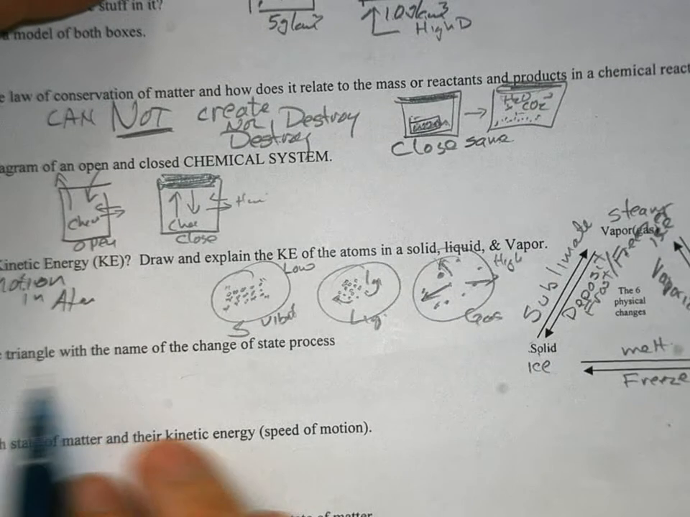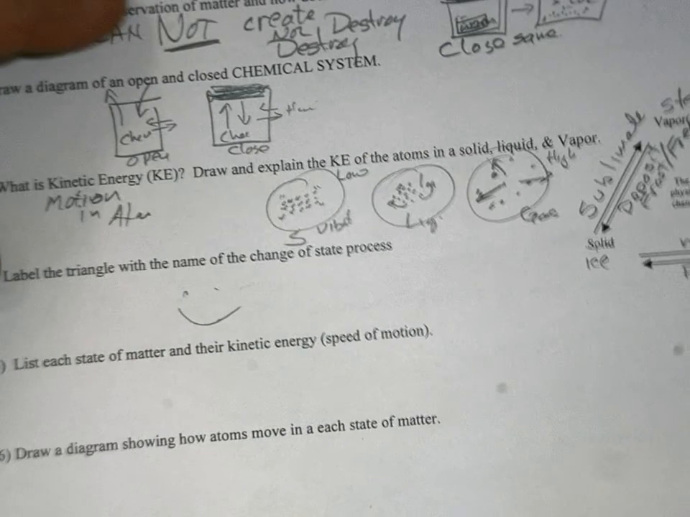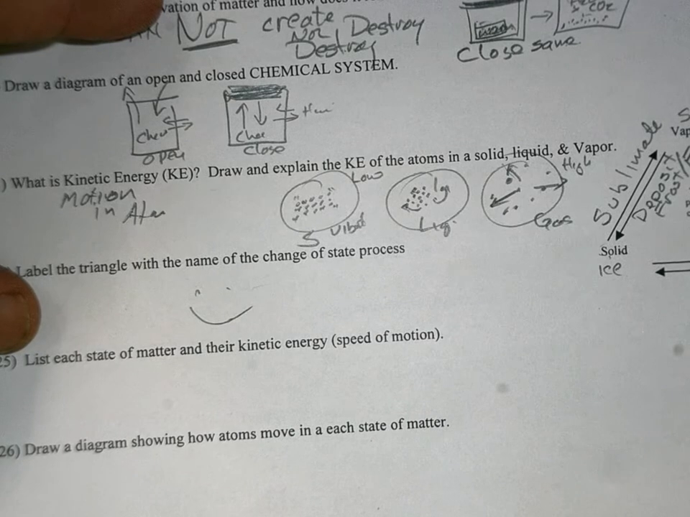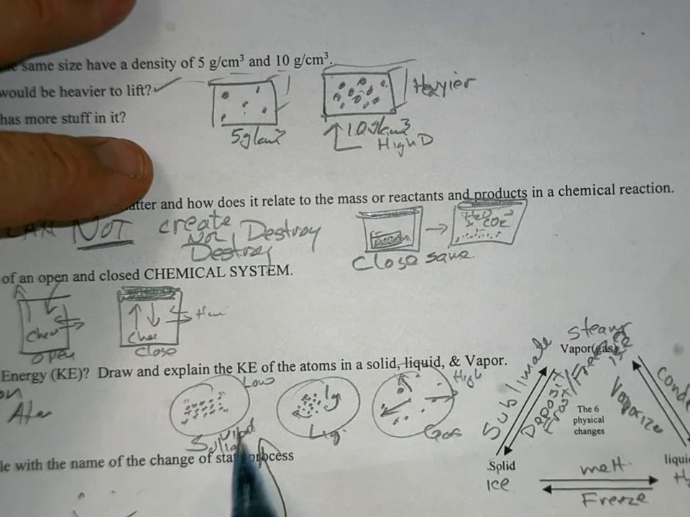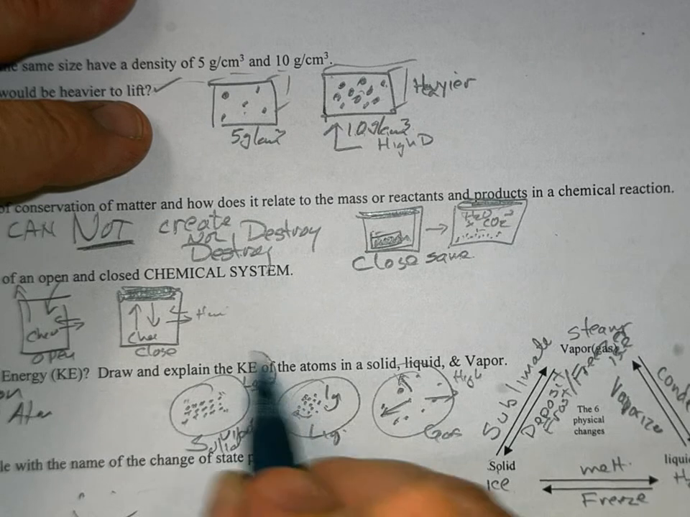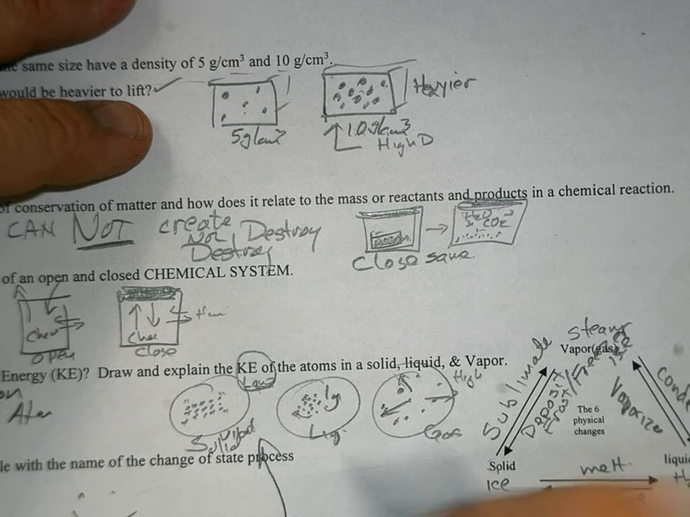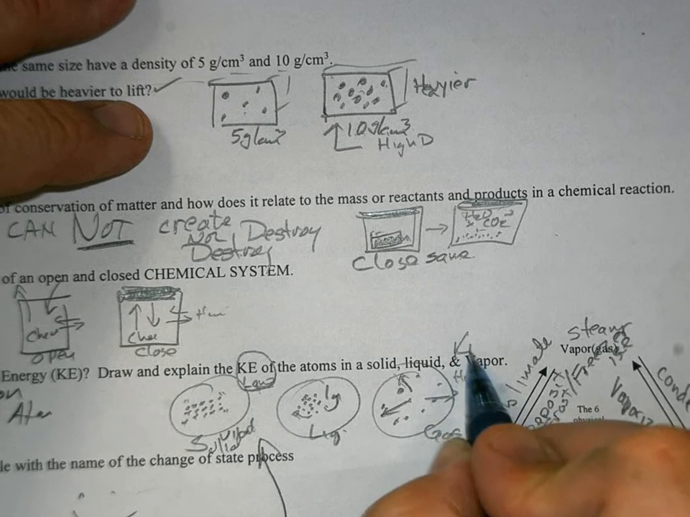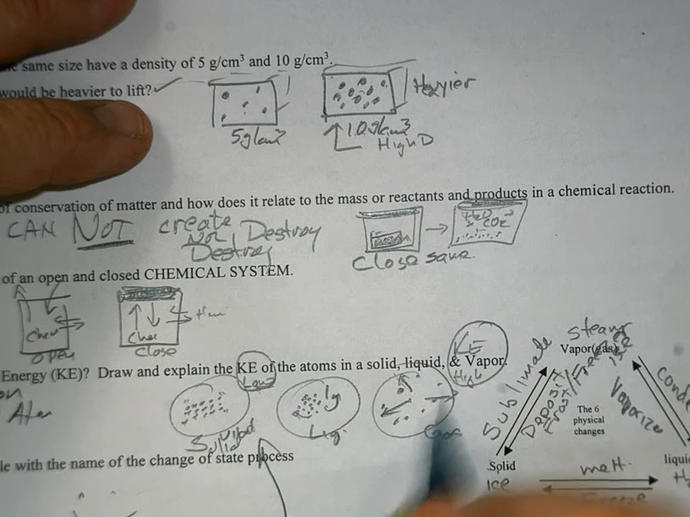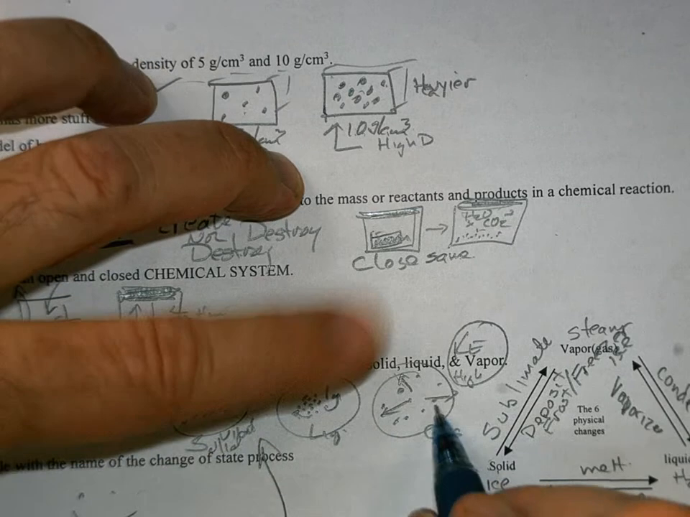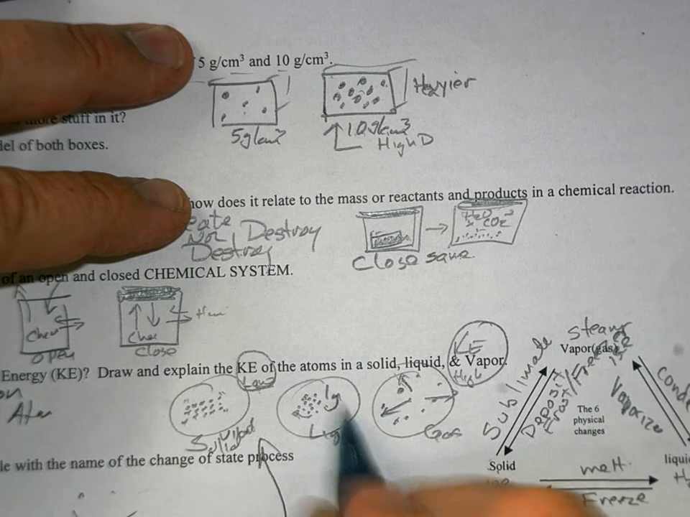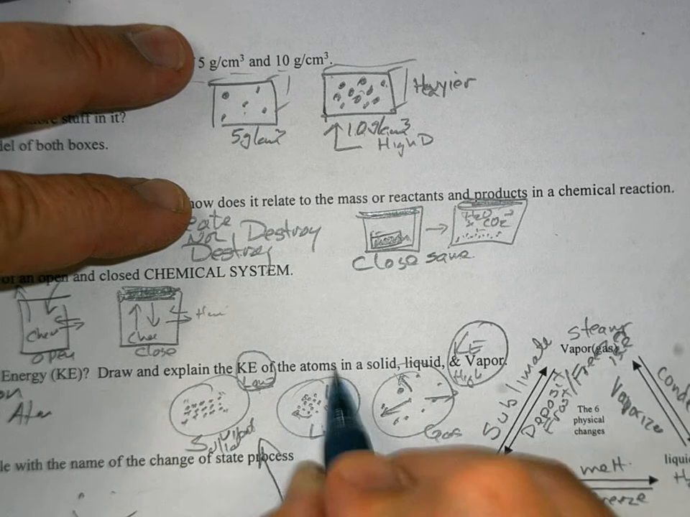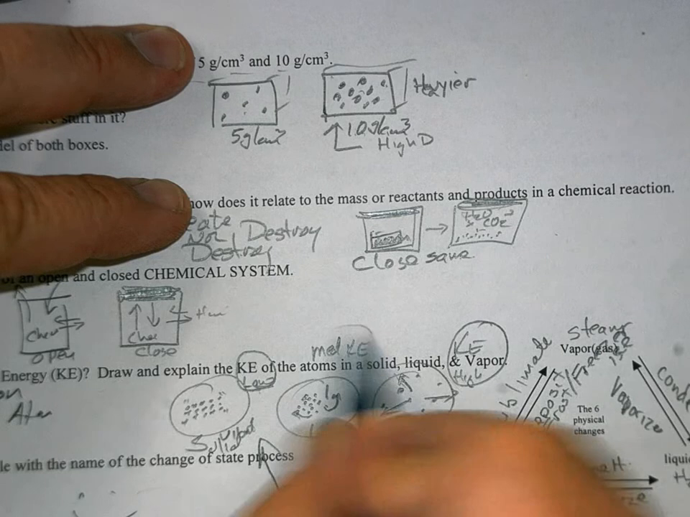Label the triangle. Oh, we already did that. Yay. List each state of matter and their kinetic energy, their motion. Well, I did it right here. A solid, I'm going to come right back up to this one. We have a solid right here, and its kinetic energy is low because the particles can only vibrate. Over here, a gas, the kinetic energy is high because they are moving really, really fast, and that makes them spread apart, and it makes gases have more kinetic energy inside of them, and they tend to take up more space. Liquid's going to be in between. It can move, so it's got a medium kinetic energy, and that is motion of particles.